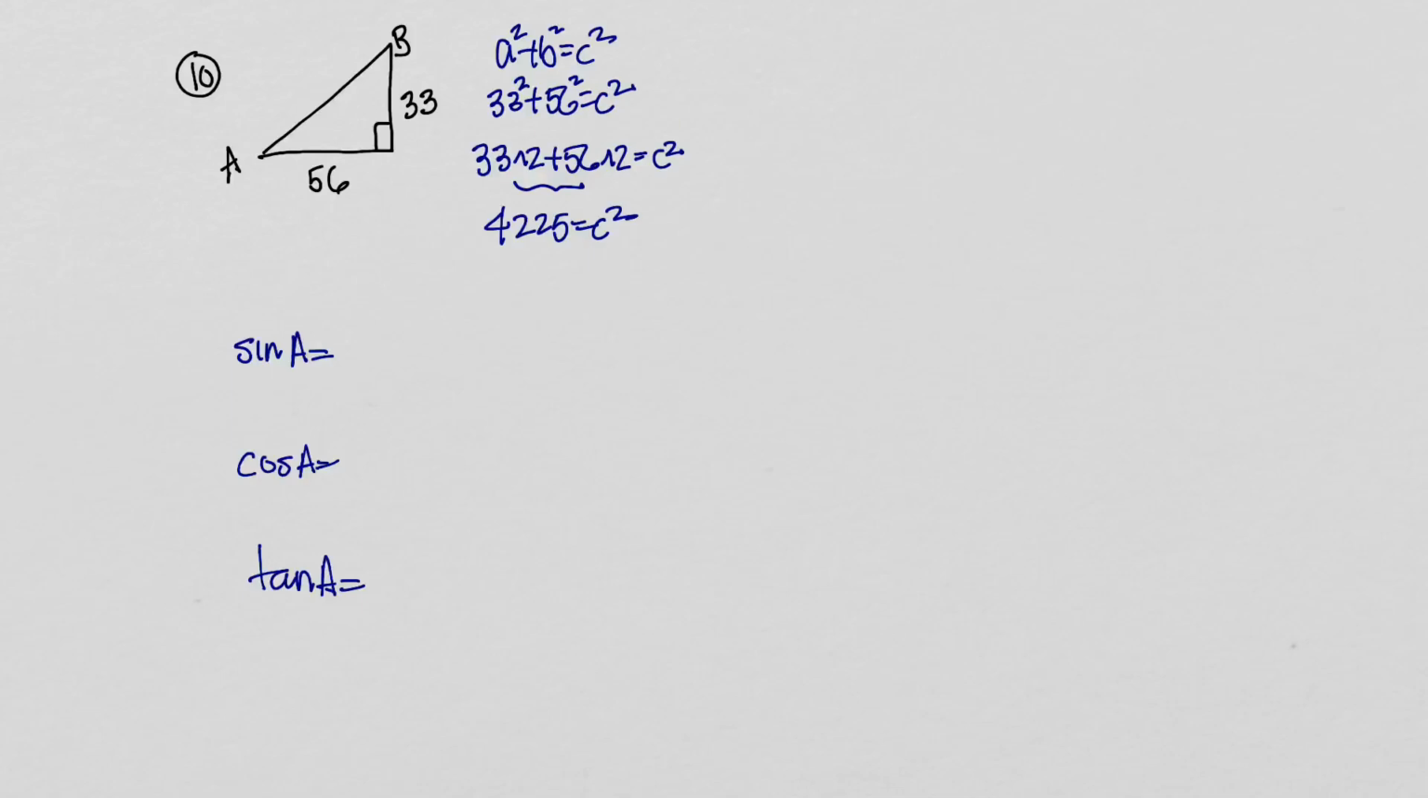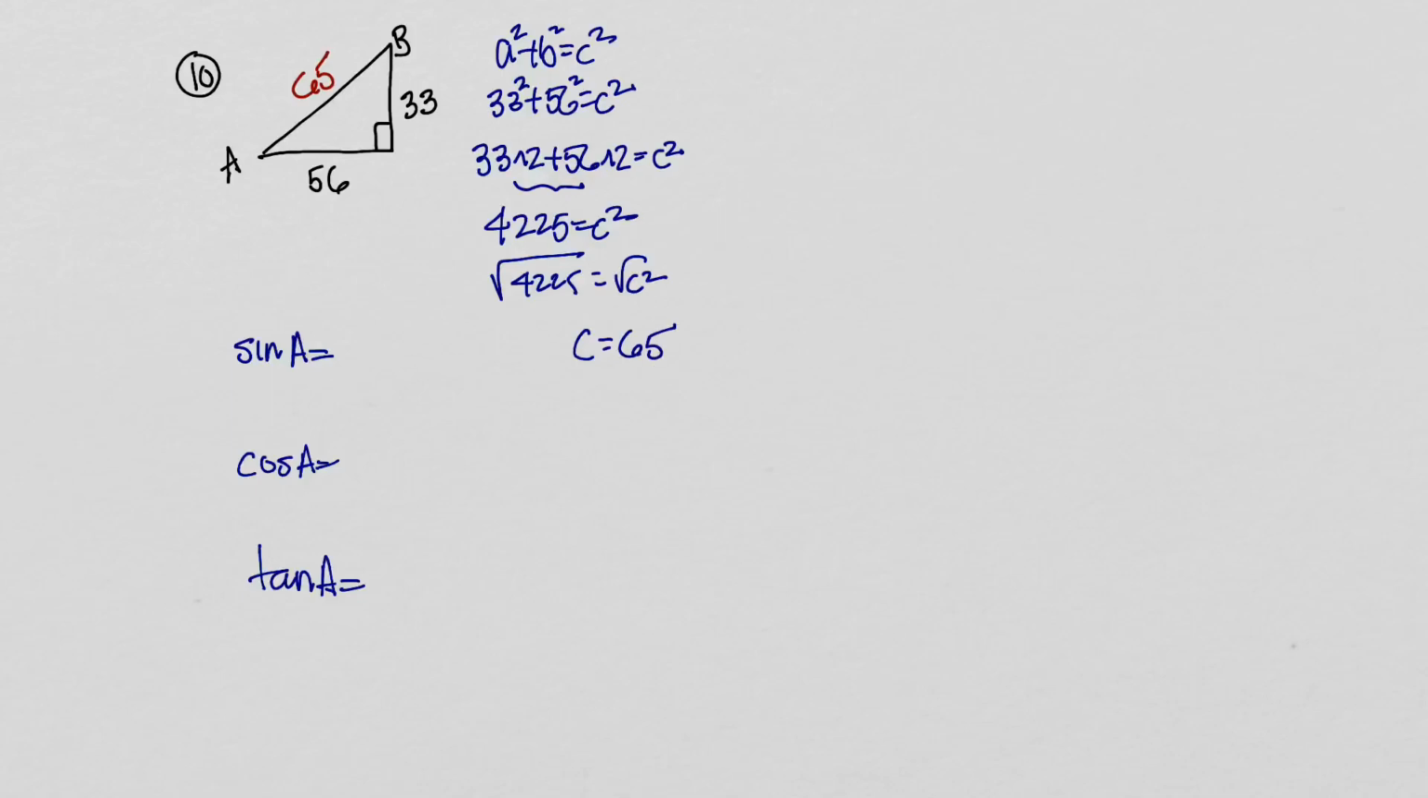I just did it directly on the calculator. I typed in 33 caret 2 plus 56 caret 2 equals C squared. It's automatic on the calculator. I got 4225. And then what we need is really the square root of 4225. That's going to be the square root of C squared. So I'm getting C is equal to 65.